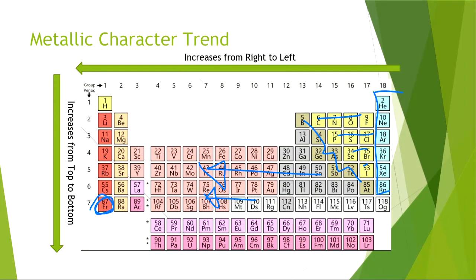So that's really all you need to know for metallic character. Just remember, nonmetals, metalloids, noble gases, those don't really exhibit metallic character except for the metalloids. Everything else is strictly metallic in nature.